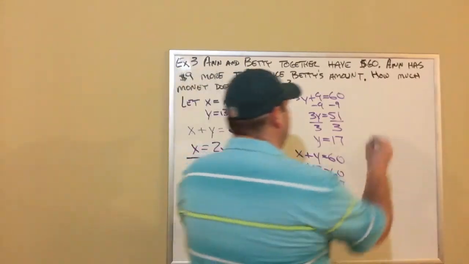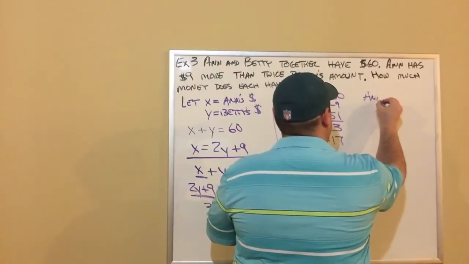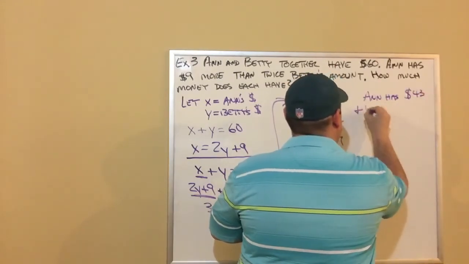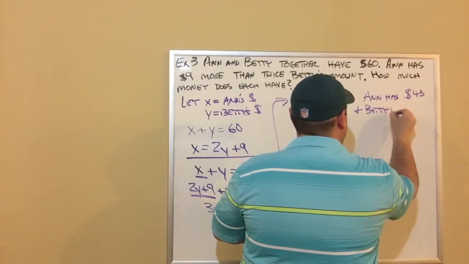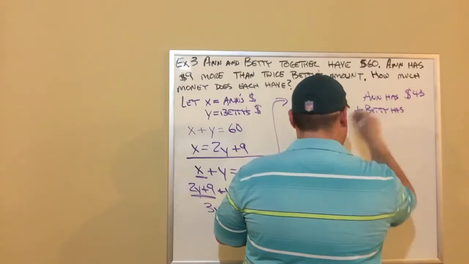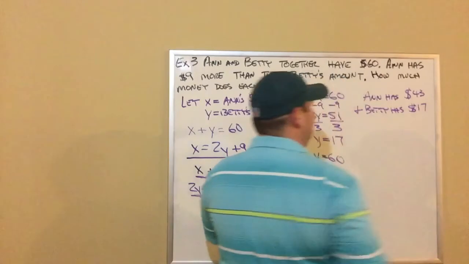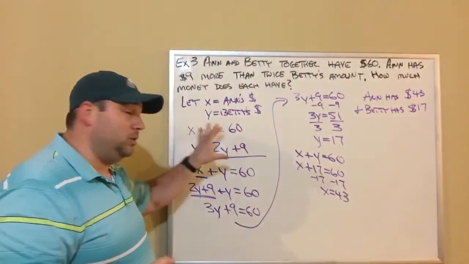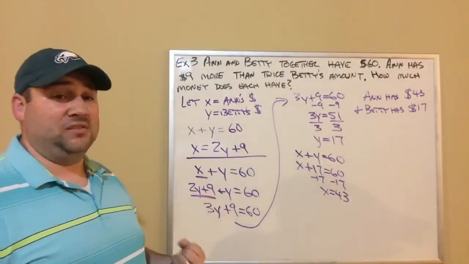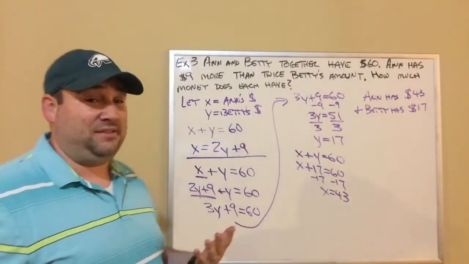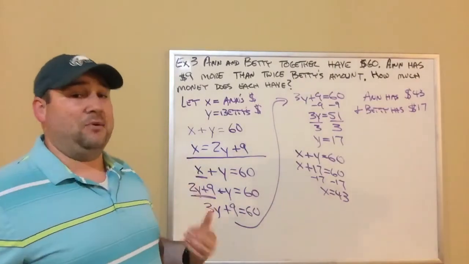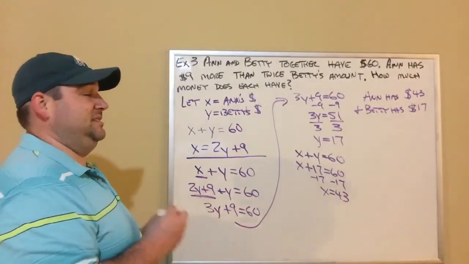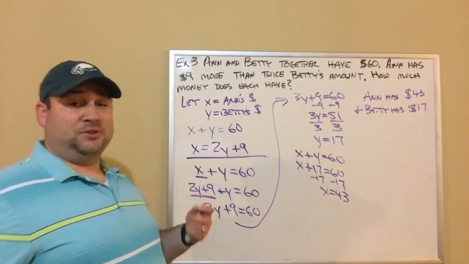So to answer the question, Ann has $43, and Betty has, what do we got, $17. And we've successfully answered this question. So step 1, we defined our variables. Step 2, we wrote our equations. Step 3, we solved. In this case, we solved by the substitution method because the problem was set up for that, unlike examples 1 and 2, which were set up to be solved by elimination. All right, that's example 3.